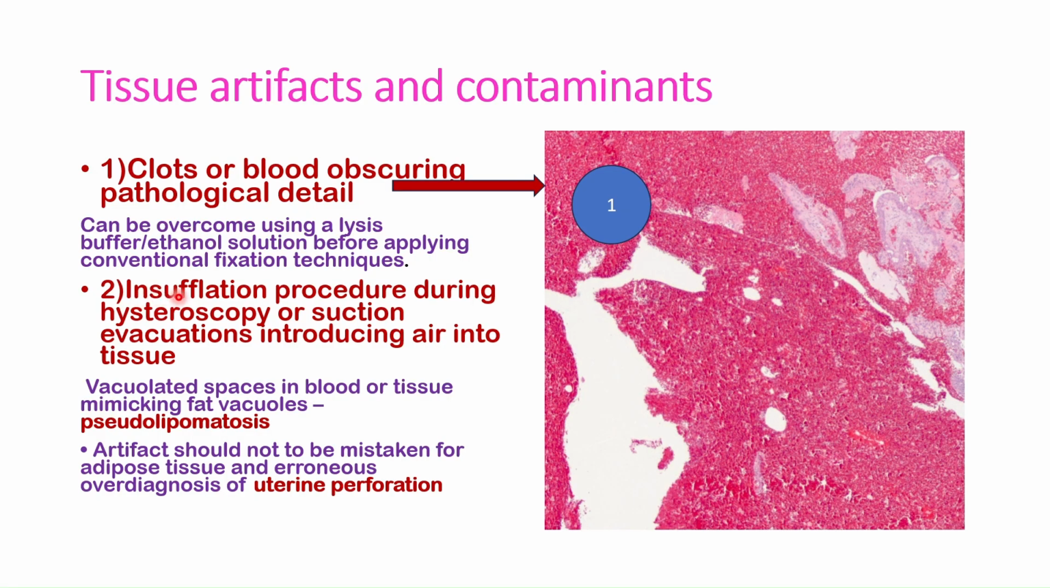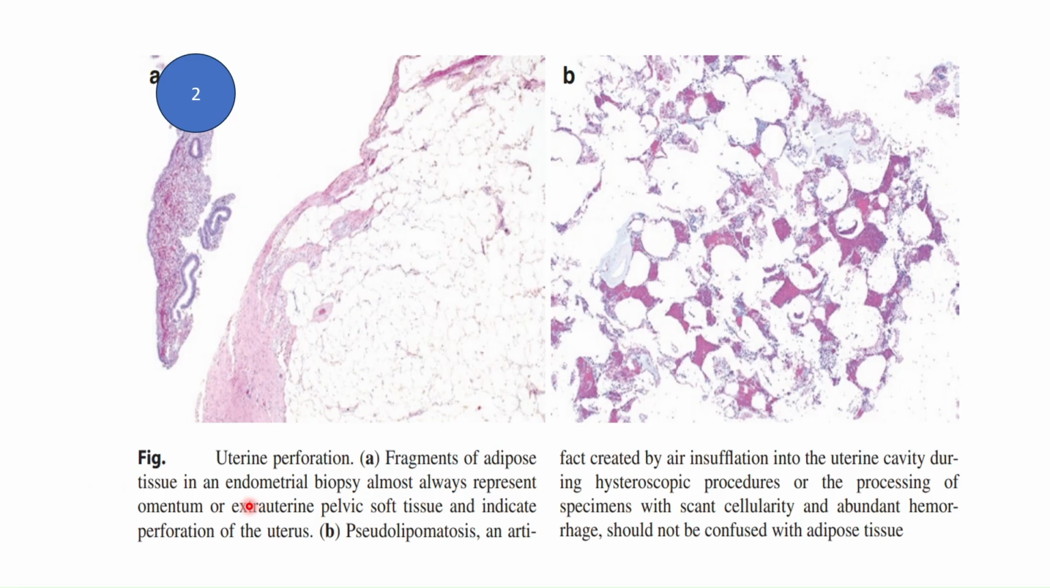Second artifact is due to insufflation procedure during hysteroscopy or suction evacuation, introducing air into tissue. This leads to vacuolated spaces in blood or tissue mimicking fat vacuoles. This is called pseudolipomatosis. These artifacts should not be mistaken for adipose tissue, and this can lead to overdiagnosis of uterine perforation, which is a life-threatening condition.